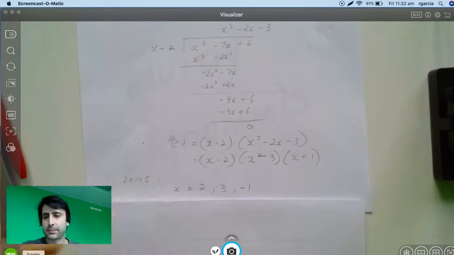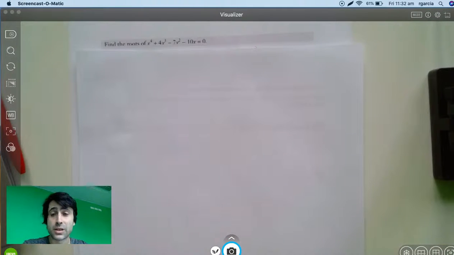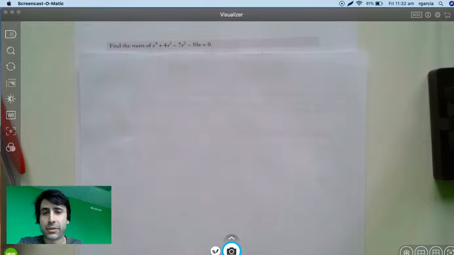Let's try our next one. Have a go at this one before we even start it. Find the roots of x⁴ + 4x³ - 7x² - 10x = 0. Give it a go, press pause.